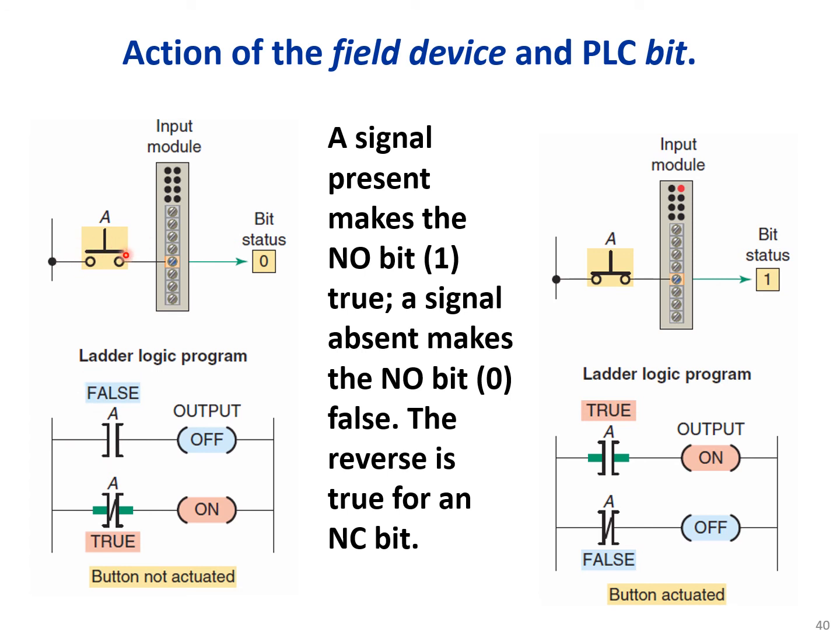So when the switch is open, the output is false. The normally closed contact, on the other hand, is true because the switch is off or is not closed. And you see basically the reverse reaction when the switch is closed.